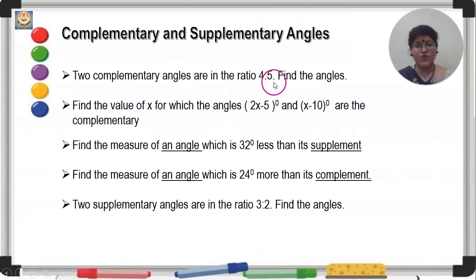So you get it as 4x and 5x, and 4x plus 5x will total to 90 because they are complementary angles. Same is the case here. They are supplementary angles. The ratio is given as 3:2. So 3x plus 2x will be equal to 180 degree, and then you can find the measure of these angles.